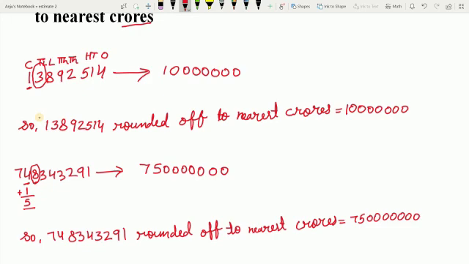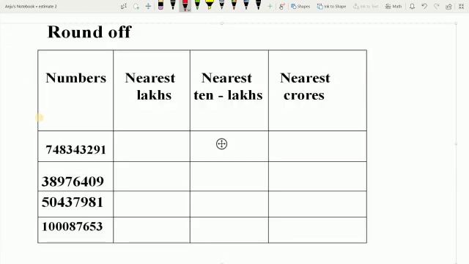So student, this is how you can round any given number to nearest lakhs, 10 lakhs, crores and so on. I hope your concept is clear. Now it's practice time. Student, here you have to round numbers to nearest lakhs, 10 lakhs and crores. So pause your video and solve it and we'll meet in next video.